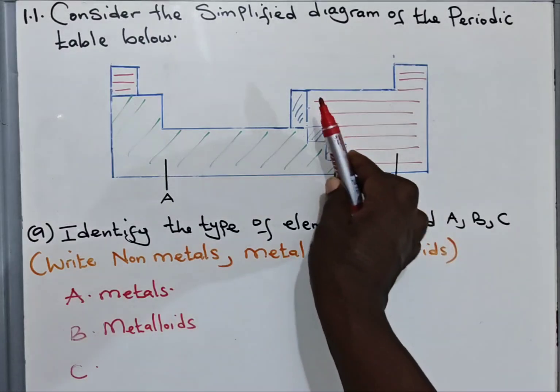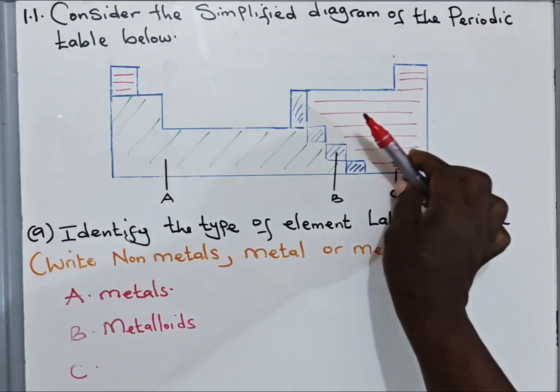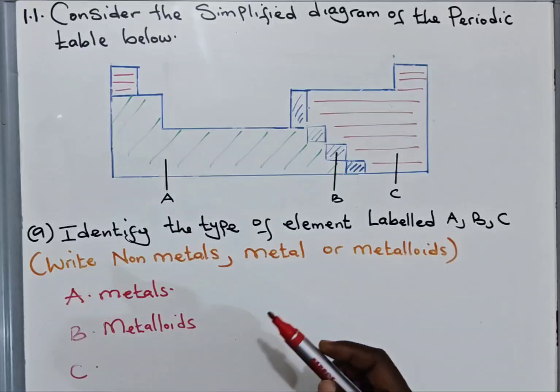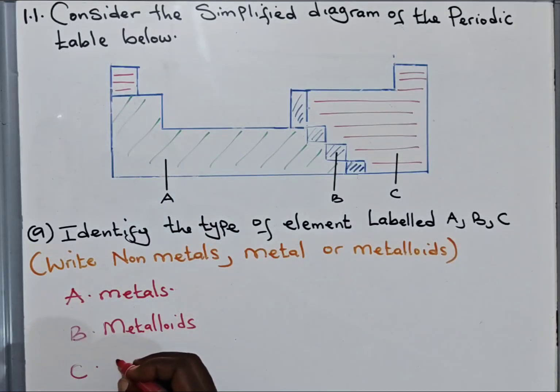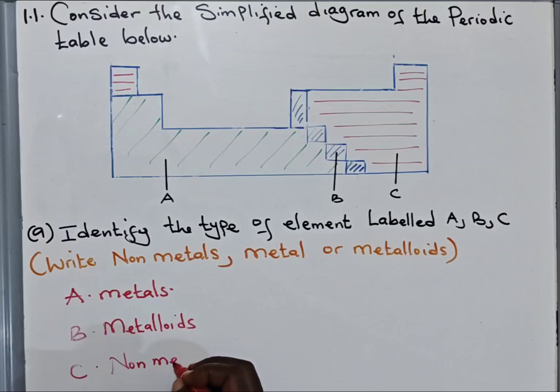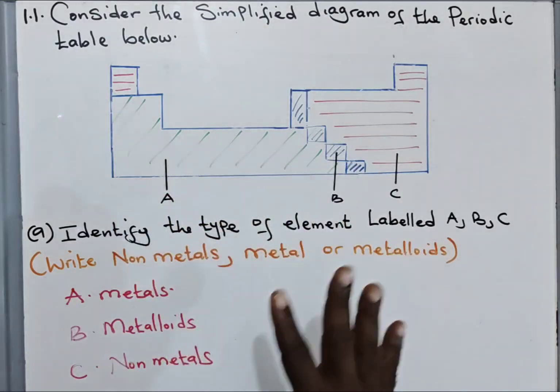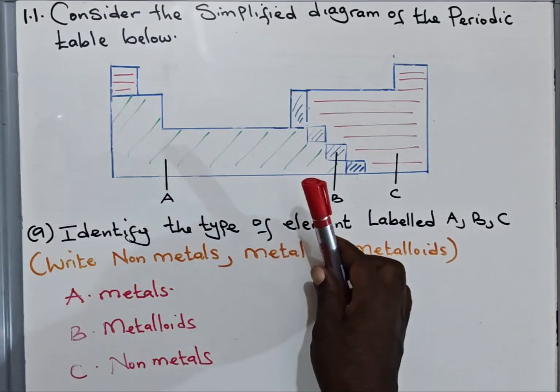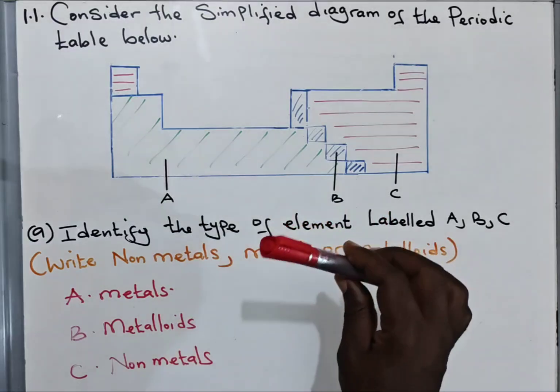Then you come to C. These are the elements in this category, the red labeled, including this one. What do we call them? We call them non-metals. So technically, that's the classification of all the elements in the periodic table. There are other sub-classifications, but these are the major ones.